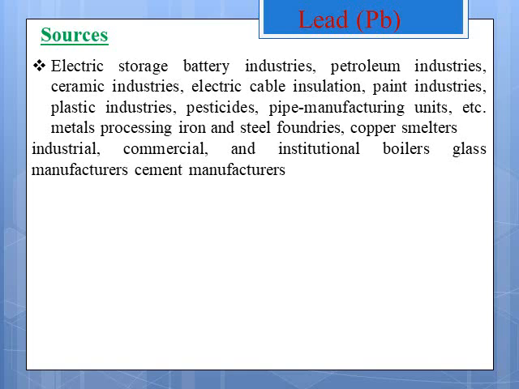And metal processing industries like the iron and steel foundries will use a lot of lead in the form of an oxide, lead oxide, and the copper smelters and industrial, commercial and even institutional boiler gas manufacturers, cement manufacturers, they will all use the lead in different forms. So these are the sources of lead, which include these industries.